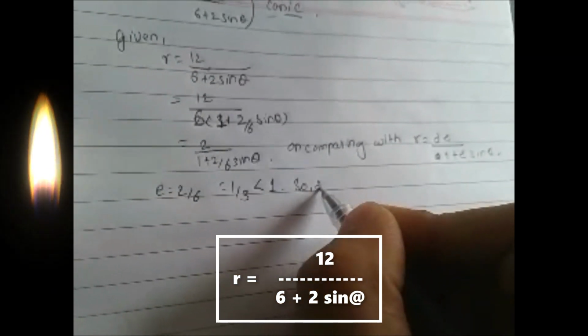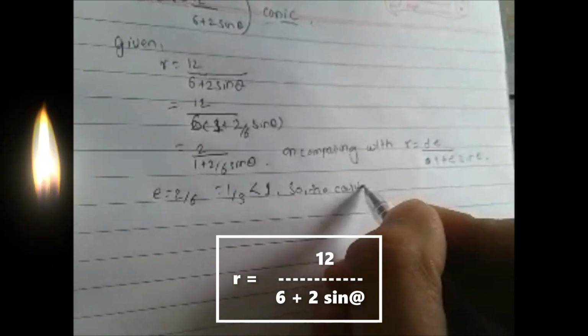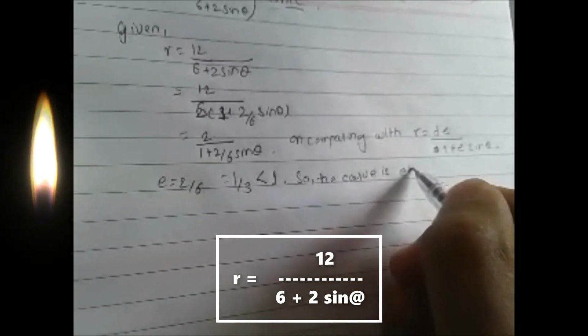So the curve is an ellipse, and ed is equal to 2, and d into 1 by 3 is equal to 2, so d is equal to 6. Now what we have got? We have got d is 6.